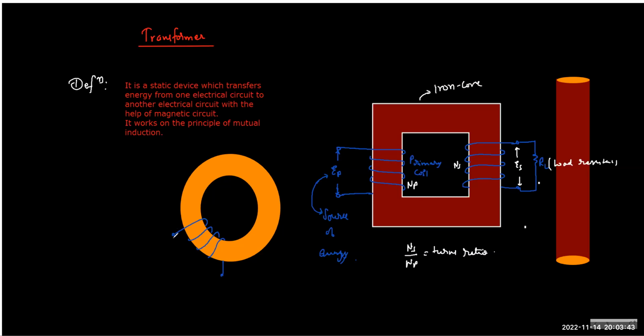So if we keep just one primary and only one secondary, the mathematical analysis will be easy. And the reason we put them on opposite sides is that we want to minimize the direct interaction of the two coils. That is one of the reasons. So we want the interaction to take place only through the medium, which is this iron core.